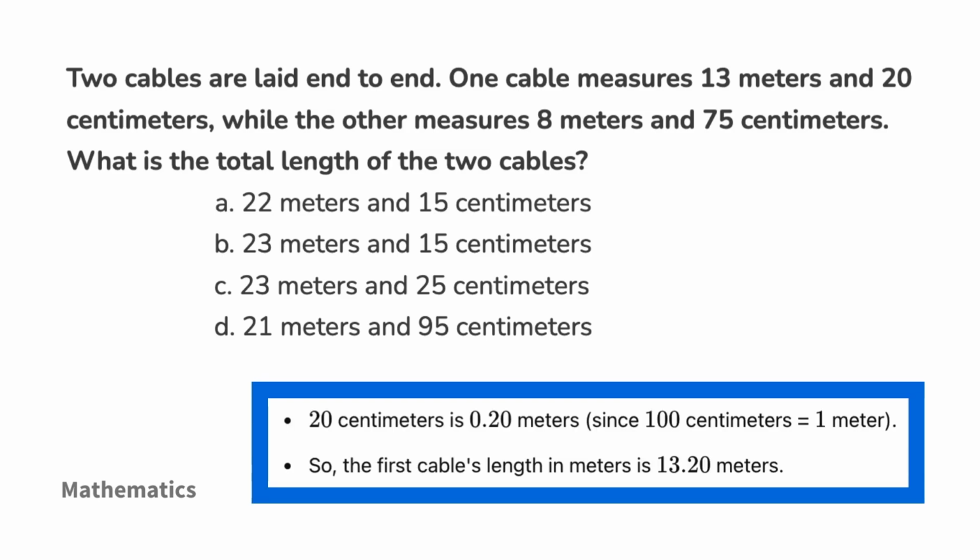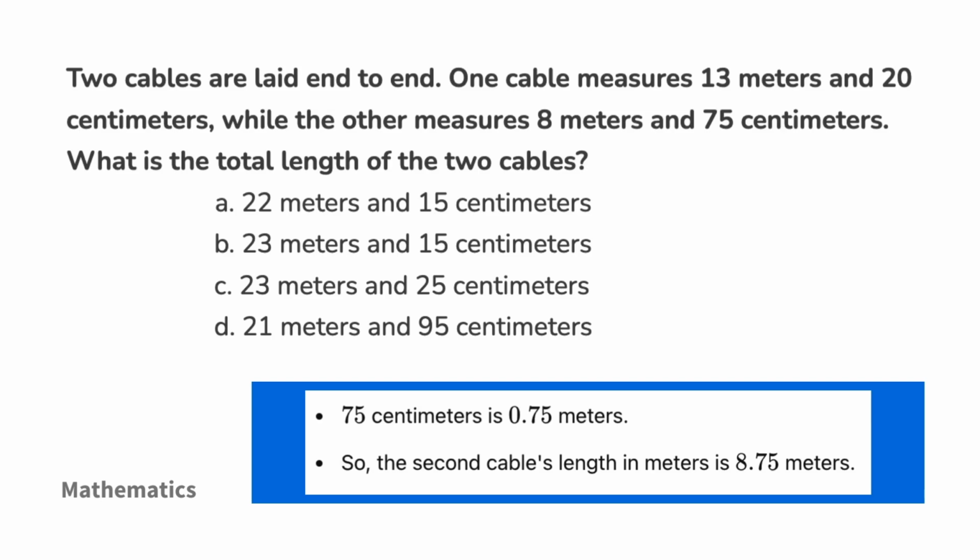We need to understand first how to convert the measurements into meters. The first cable is 13 meters and 20 centimeters. 20 centimeters is 0.2 meters since 100 centimeters equals 1 meter. So the first cable's length in meters is 13.2 meters. Furthermore, the second cable is 8 meters and 75 centimeters. 75 centimeters is 0.75 meters, so the second cable's length in meters is 8.75 meters.